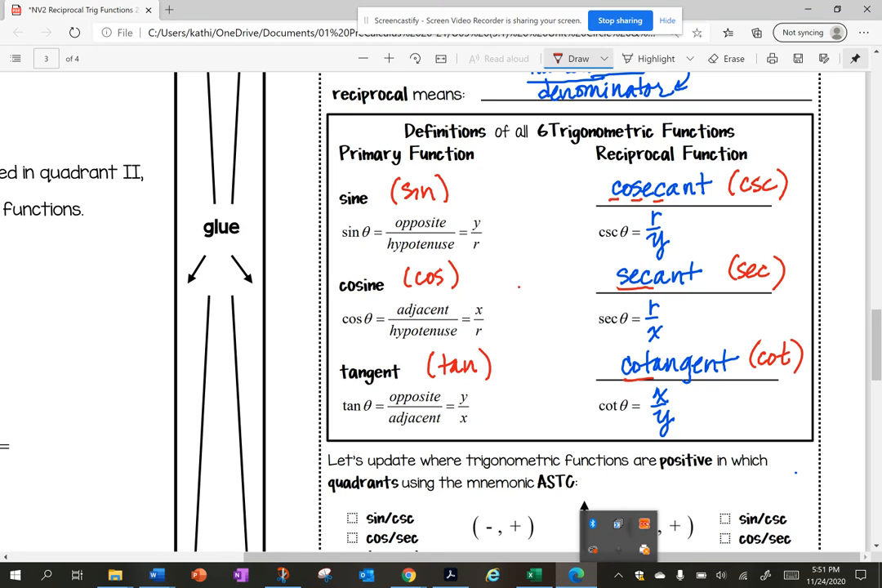Part of how I personally remember when I'm first learning these is that sine and cosecant go together, so I have a C and an S that go together. And cosine and secant go together, so I have a C and an S that go together. Everybody remembers tangent and cotangent. But do whatever you need to memorize these, because we're going to be using these for quite a while.